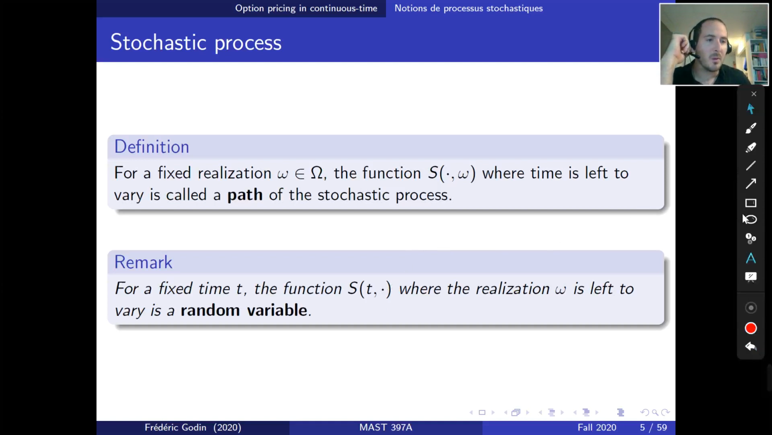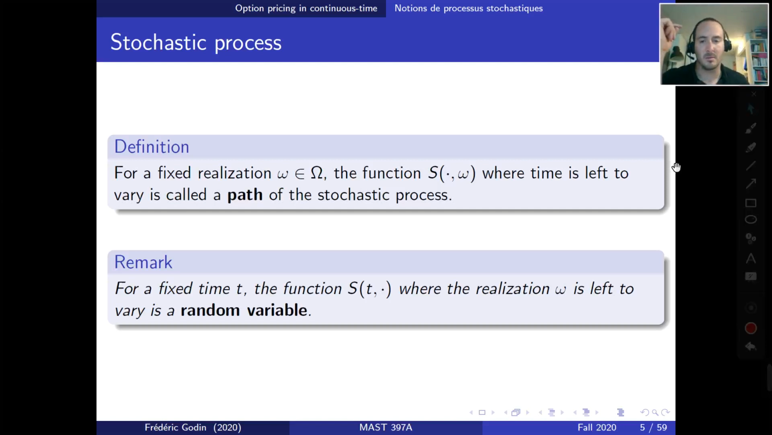Okay, so when we consider a stochastic process, if we fix the scenario but we let the time vary, this becomes a path. Conversely, if you fix the time and you let the scenario vary, this becomes a random variable.